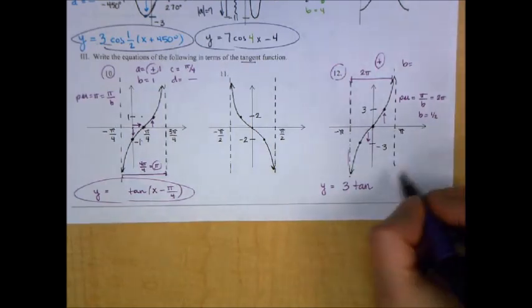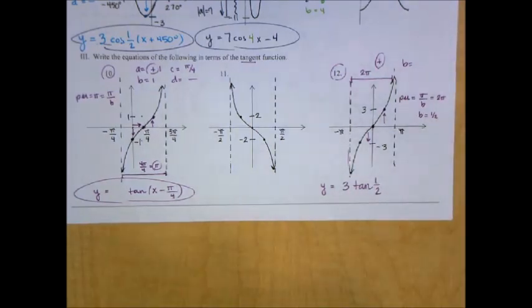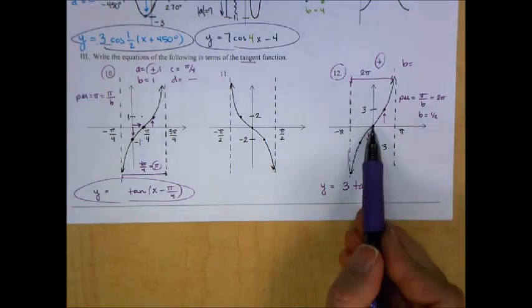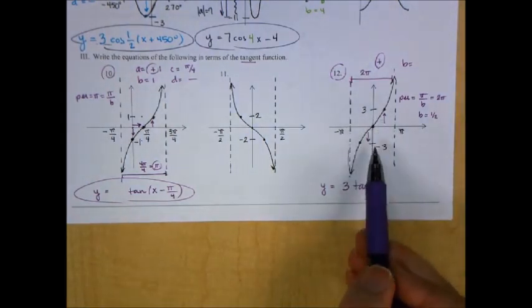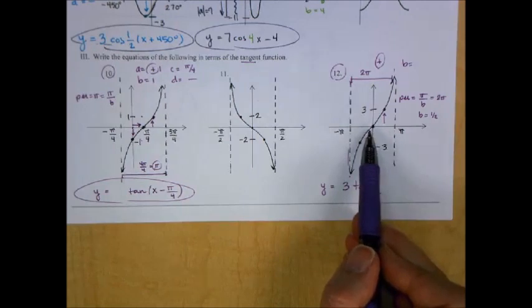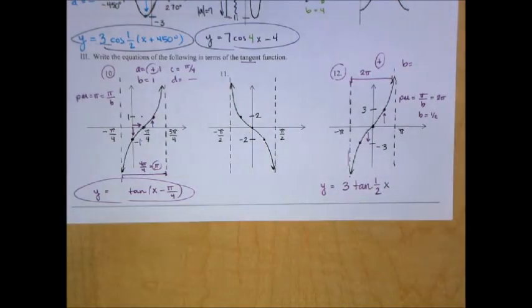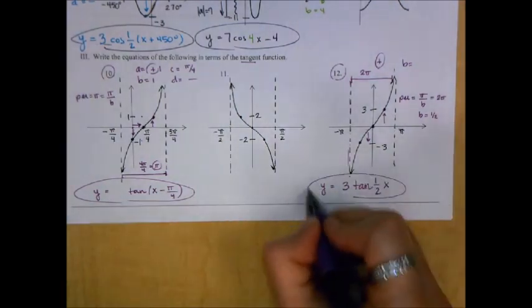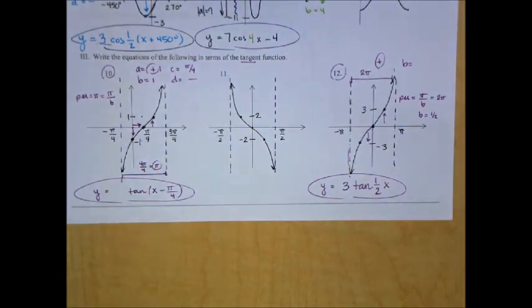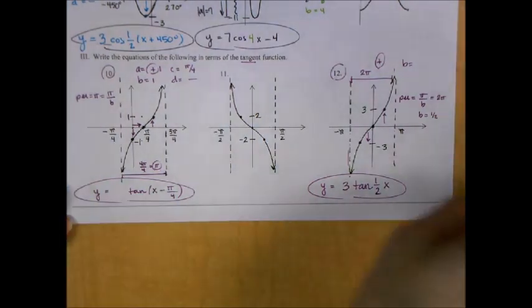There's no translation left, right, or up, down, because that center point is still on the origin. Remember, tangent 0 is 0. So this will just end with a 1/2 x. No translation left, right, or up, down, so there is no value of c or d here to change. So we're going to move on to the second page and look at some of our other graphs.